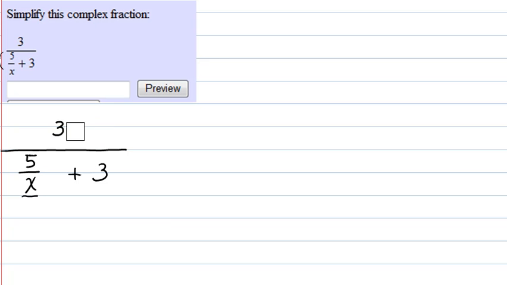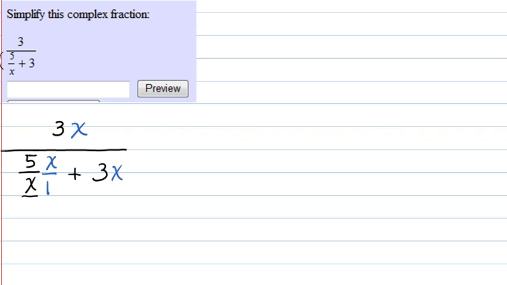And let me use a different color here so you can see it a little bit better. So we'll multiply the top by x. The bottom, the x is going to get distributed. I'm going to write the x as x over 1 because I've got a fraction on the left-hand side. And then we also have to multiply the 3 by x.